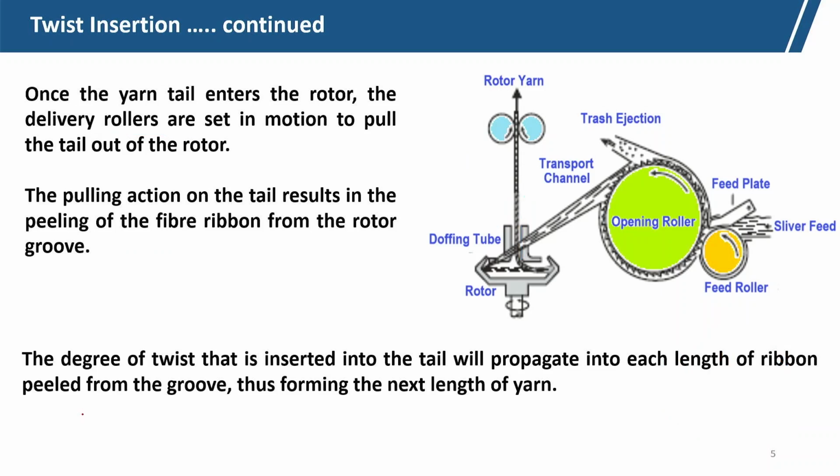The degree of twist that is inserted into the tail will propagate into each length of the ribbon peeled from the groove. So, whatever twist is given at the tail end will propagate to the peeled length of ribbon, thus forming the next length of the yarn. So, it will continue.